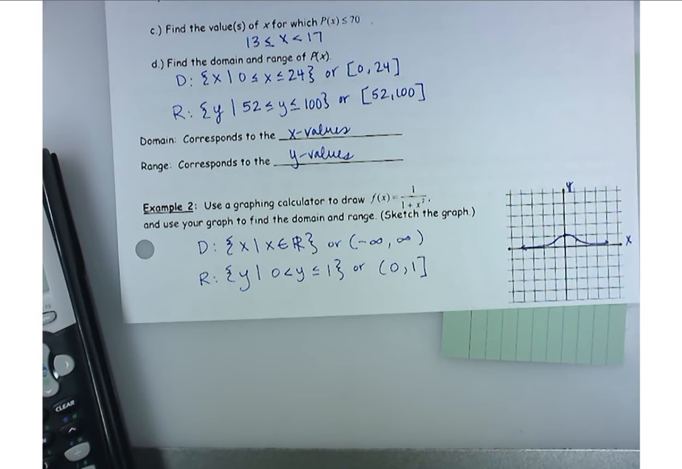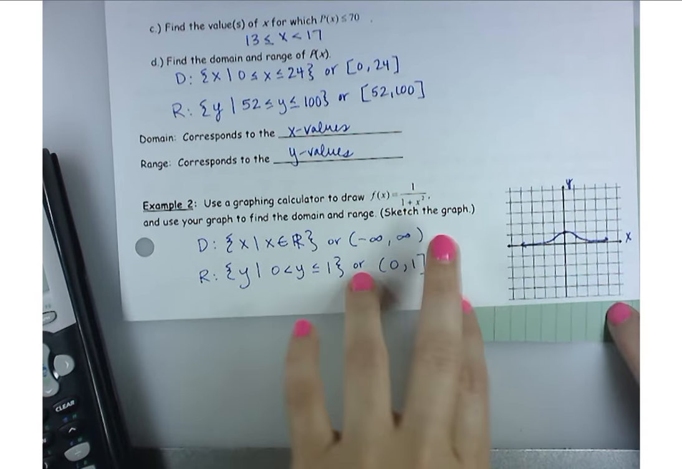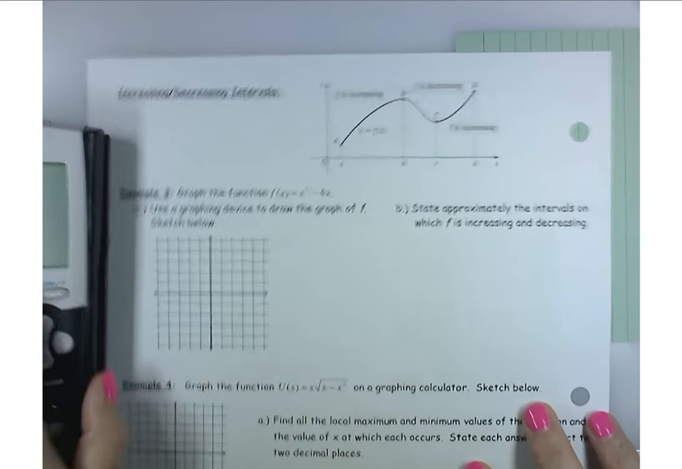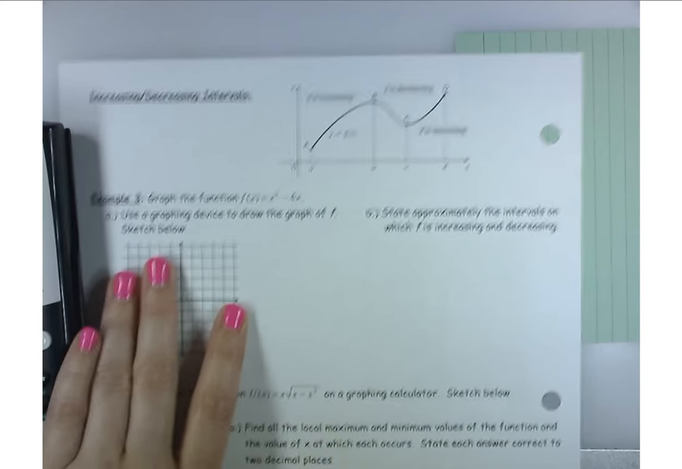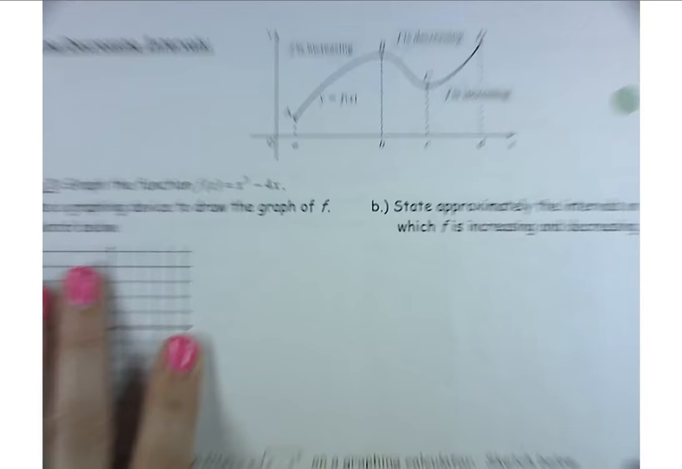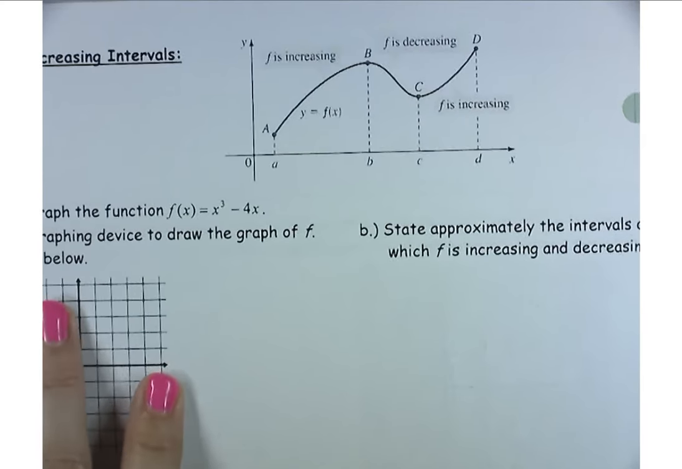Okay, so we sketched the graph, we found the domain and range. That's all example 2 was asking us to do. So we can go ahead and move on to example 3 and our next topic. The next thing we're going to talk about today is increasing and decreasing intervals.